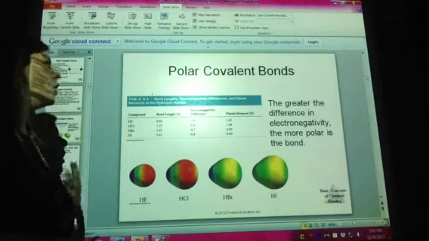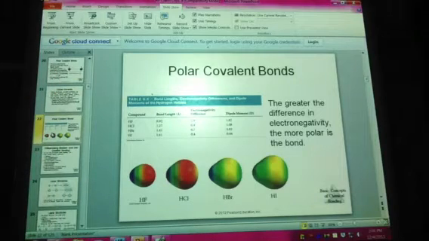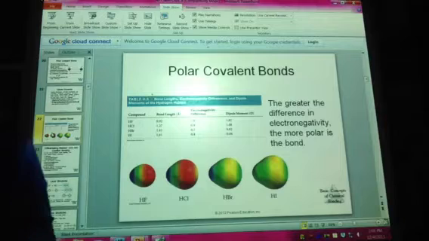In terms of polar covalent bonds, if we see the greater the difference in electronegativity, we know then that that also means the more polar the bond will be. So the greater the electronegativity difference, we know also the more polar that bond will be.